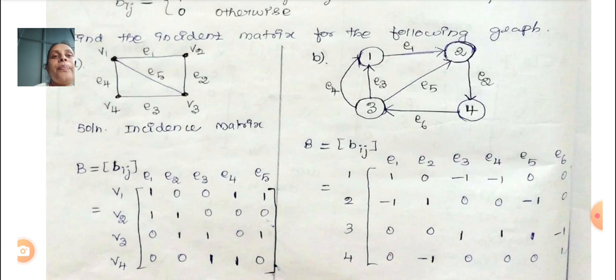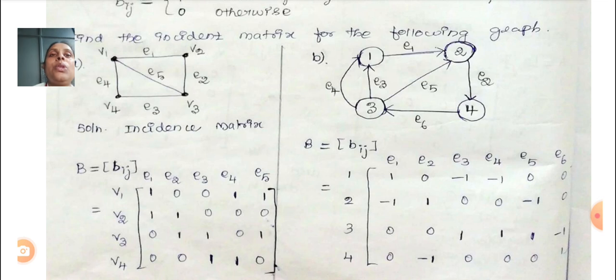v1 to e3 there is no edge, so we put 0. v1 to e4 there is an incidence, so we put 1. v1 to e5 is 0. Again similarly we go through v2. v2 to e1 is 1, v2 to e2 also 1. The remaining v2 to e3, e4 and e5 are all 0.